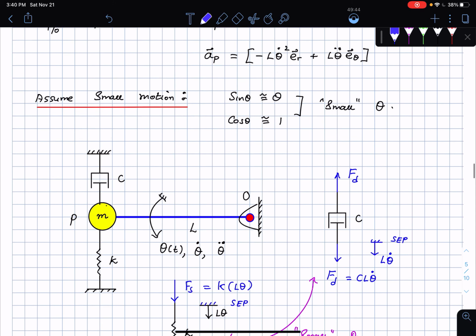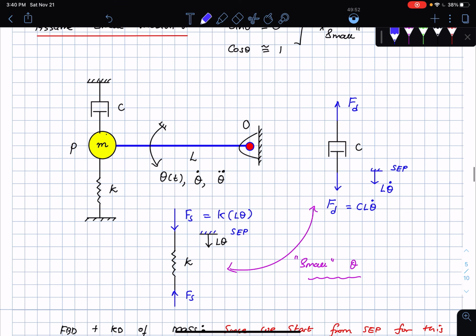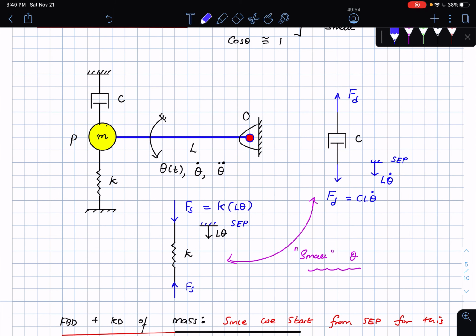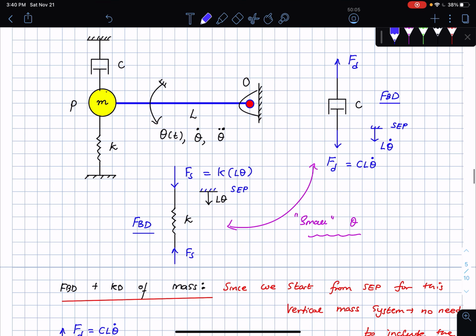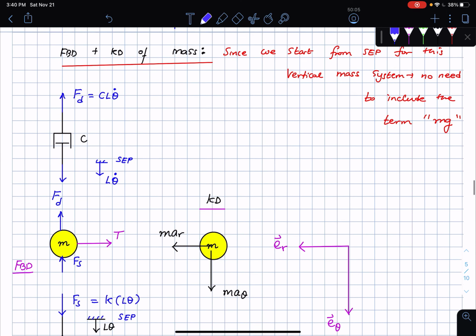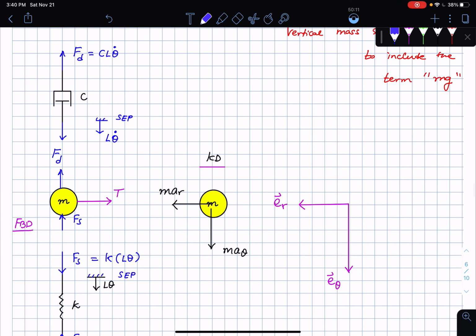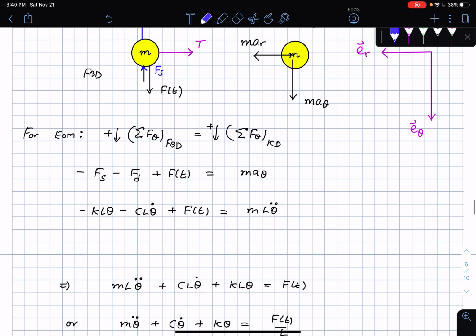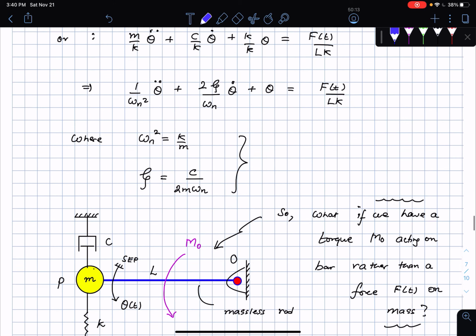Once I do that, all I have to do is look at the free body diagram of the spring and the damping element. These are the free body diagrams of the springs and of the damping element. Why am I not drawing the kinetic diagram for these? This is because they are considered to be massless. And this is for small theta. Then I combine them all together by drawing the free body and kinetic diagram of the mass as well. Sum of forces gives me the equation of motion written in the standard form.